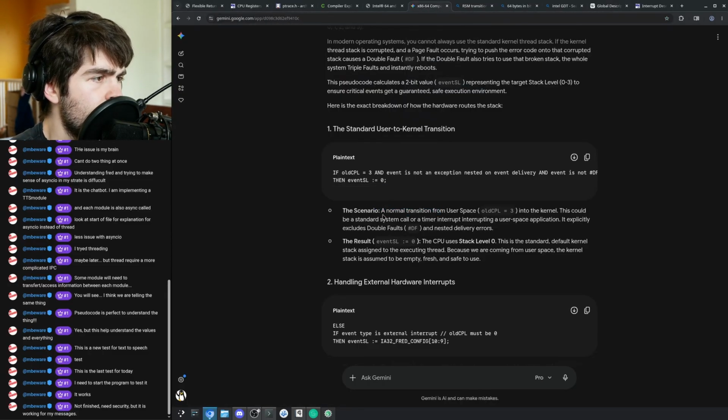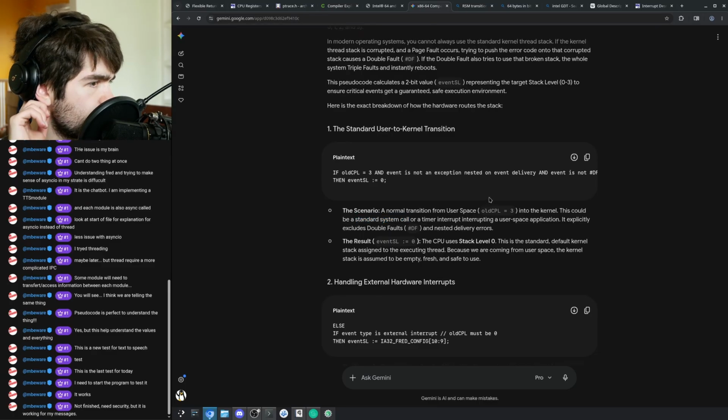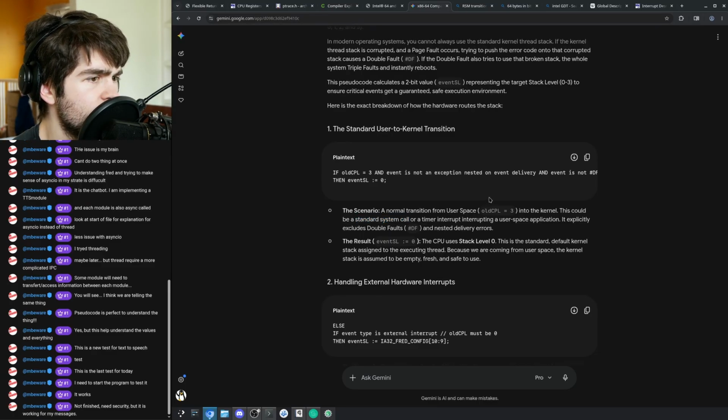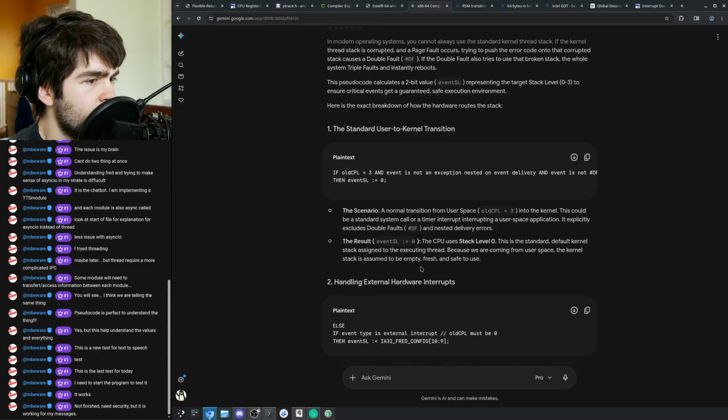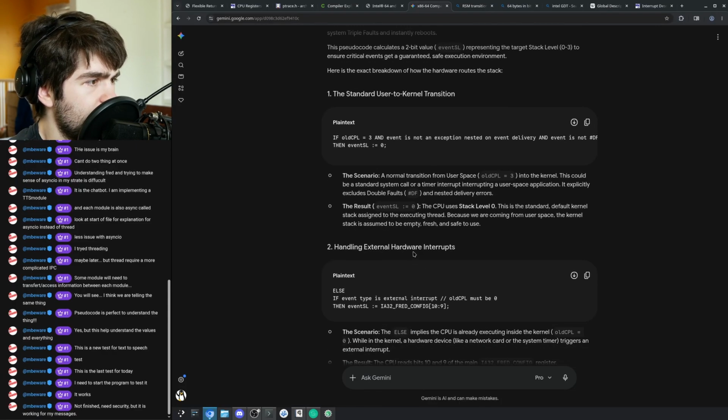Okay, let's read again. A normal transition from user into the kernel. This could be a standard system call or a timer interrupting a user space application. It explicitly excludes double fault and nested delivery errors. The result, event stack level: the CPU uses stack level 0. This is the standard default kernel stack assigned to the executing thread. Because we are coming from user space, the kernel stack is assumed to be empty, fresh, and safe to use.